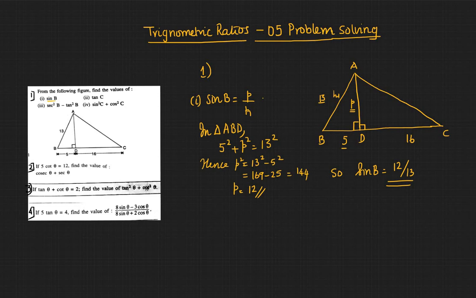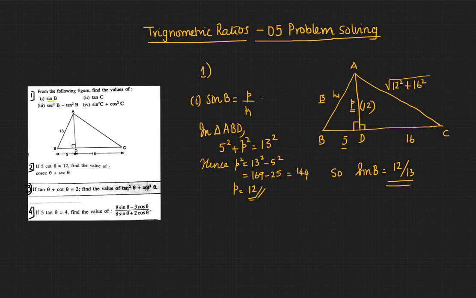So here you go. You have the perpendicular as 12, and the sine of B would be 12 by 13. So now, since you know this perpendicular is 12, this is 12 units. Now in triangle ADC, you can find AC. So this is going to be 12 square plus 16 square, right?